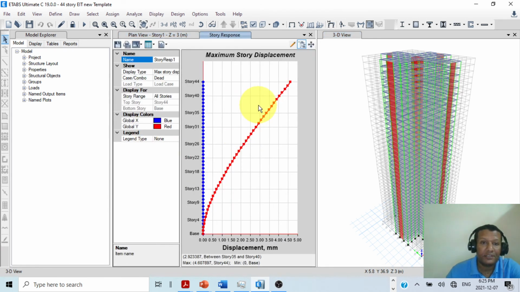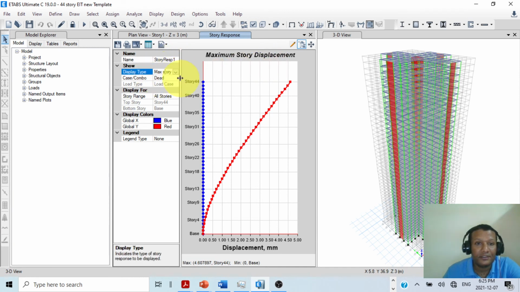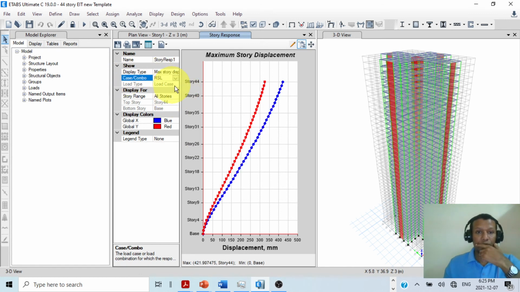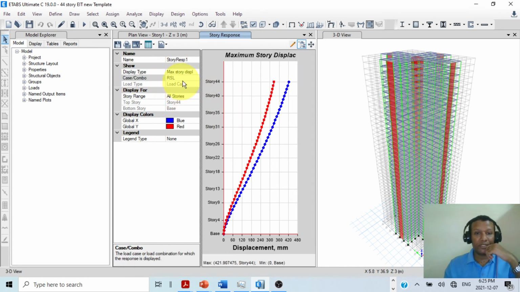The response plots, as you can see, this is maximum story displacement. The load type we are going to choose is response spectrum, this one RSL response spectrum. As per this maximum story displacement, as you can see, this is our maximum displacement in the x and y direction for 1 millimeter, and we can change this one.